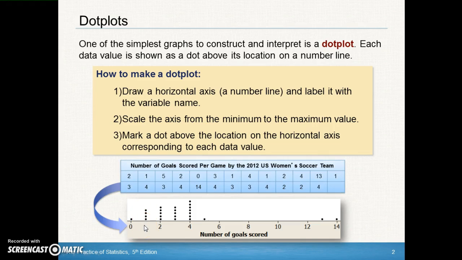Here's the data set that this dot plot came from. Notice that the smallest number is 0, so that was the minimum value on my axis. The maximum value is 14, so that was the largest number. Then for each data point, I put one dot above the corresponding location. When I said there was a 2, I put a dot above the 2. A 1, I put a dot above the 1. 5, a dot above the 5, etc.